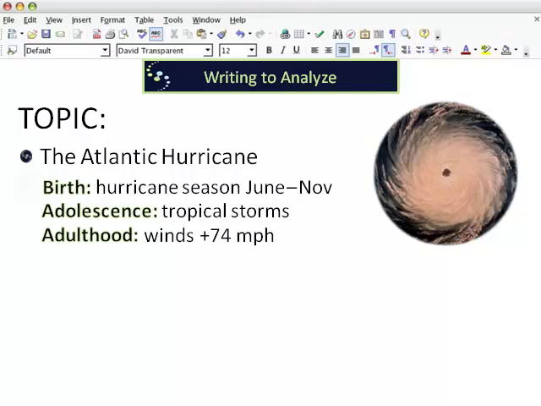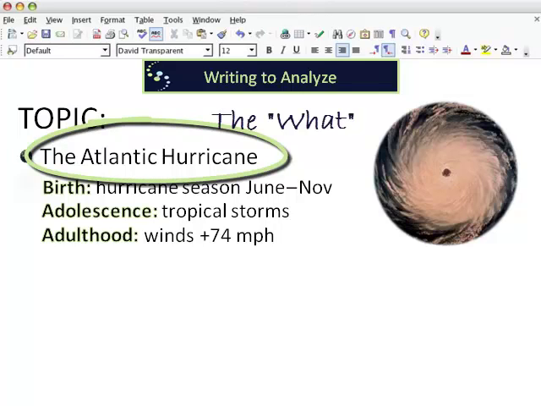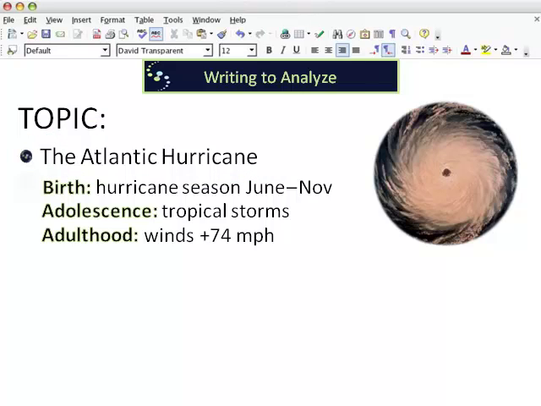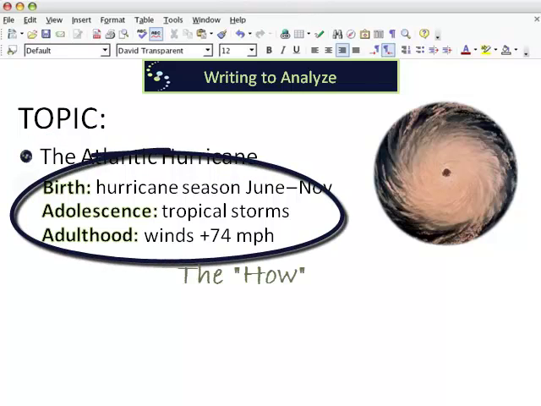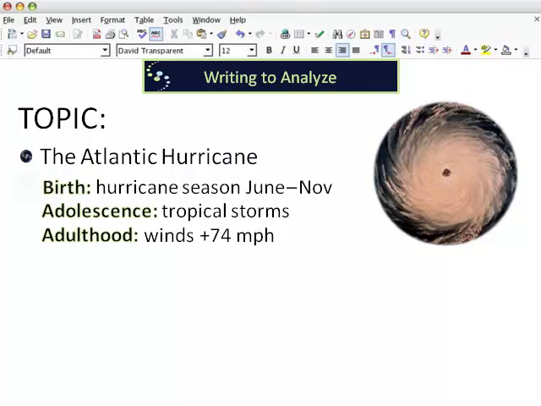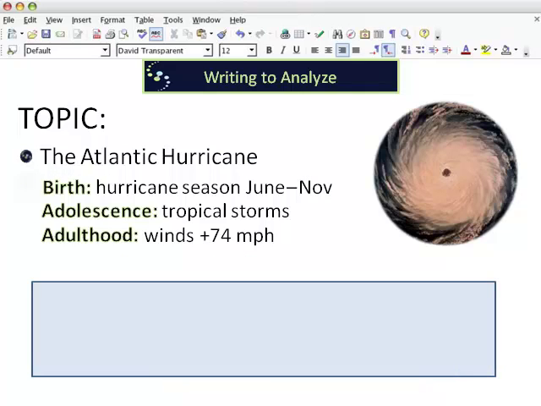Then comes formation of the low-pressure eye that signals the maturing of the hurricane, which is defined as a storm with winds greater than 74 miles per hour. As you can see, we've analyzed the hurricane, the what, and several factors in its formation, the how. Based on this initial planning, we can now write our thesis statement.